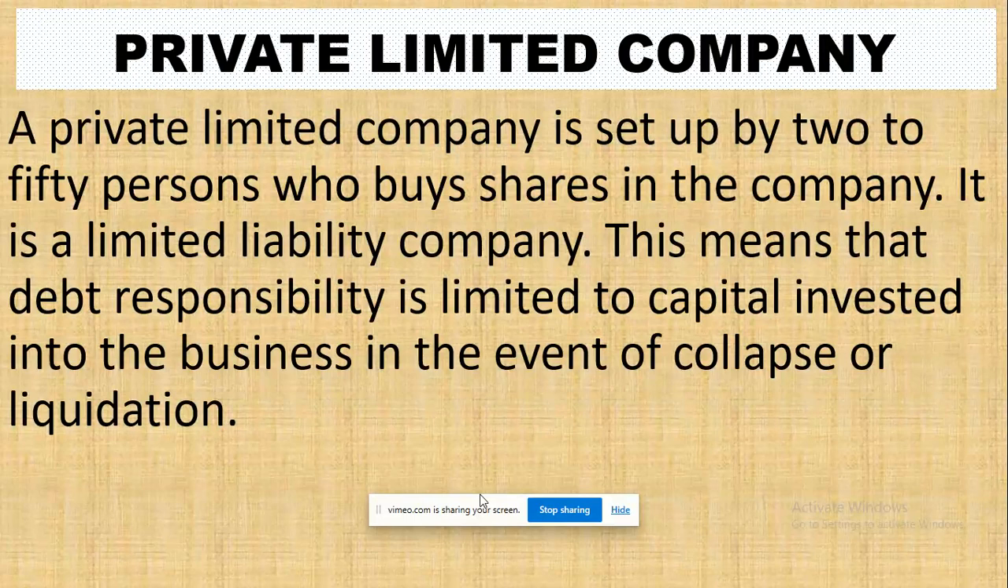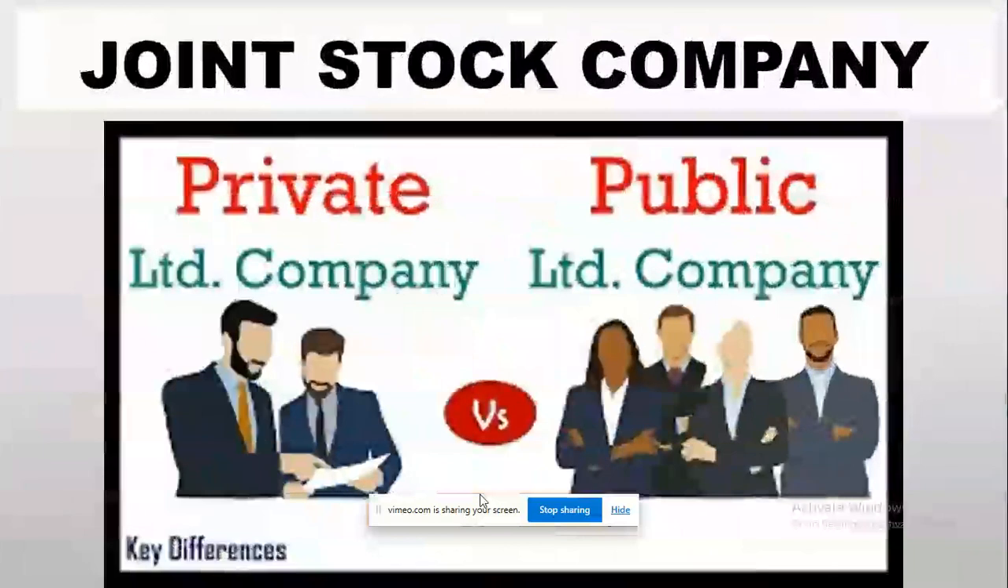The set of people that can establish a private limited company is in between 2 to 50 persons who buy shares in the company. It is a limited liability company. This means that the debt responsibility is limited to capital invested into the business in the event of a collapse or liquidation or death of anybody. So this is what we call private limited companies. As you can see on the chart, it is just 2 to 50.